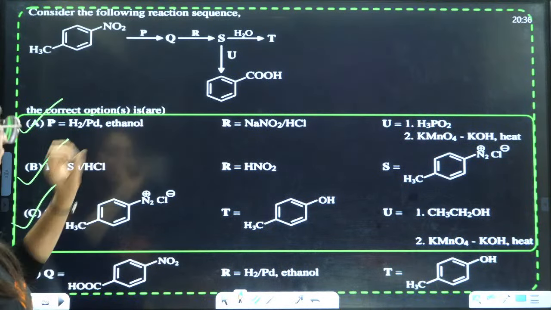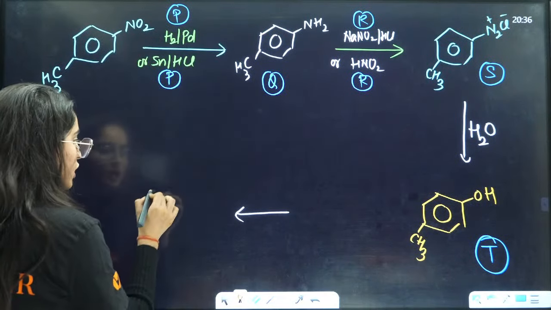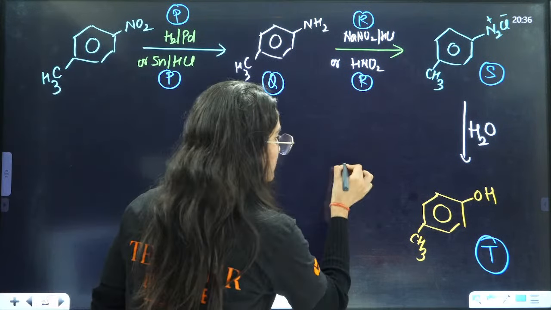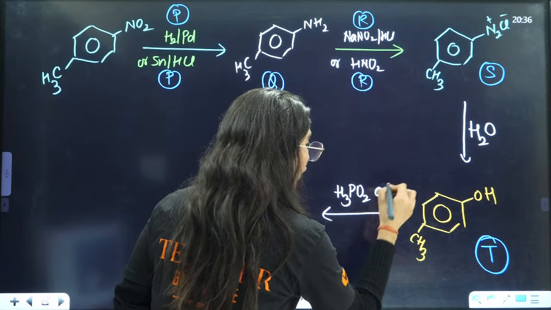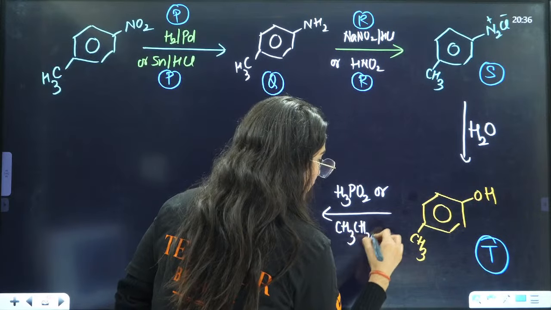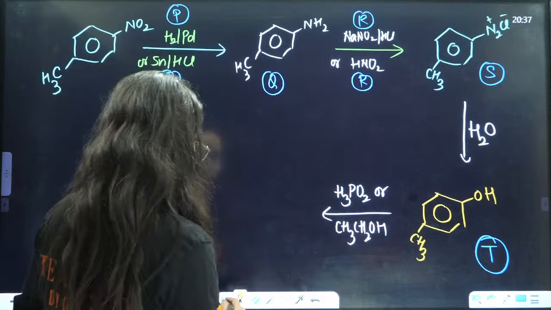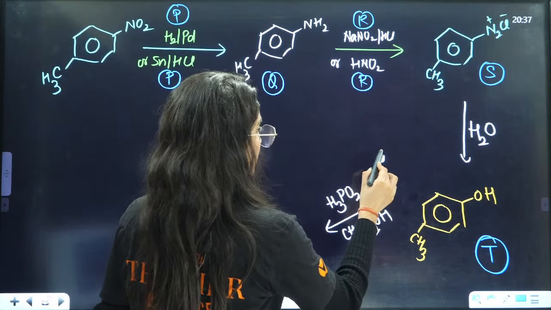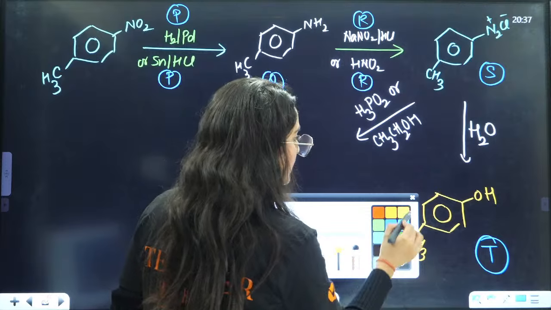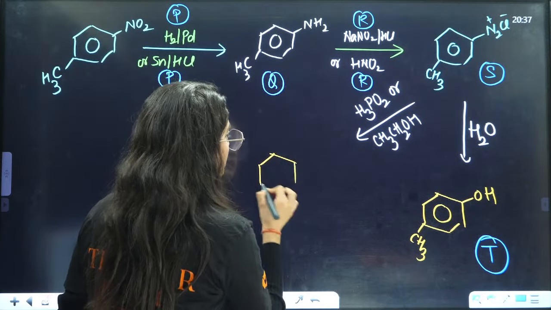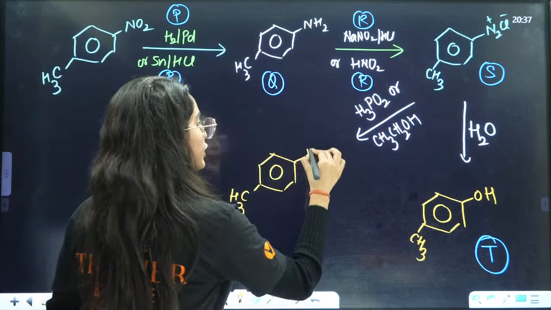Now, they are saying you need to have benzoic acid. Benzoic acid is formed in two ways. If you add H3PO2 or you add CH3CH2OH, both will convert, not from here, it's from this side. From here, if you add it into the benzene diazonium salt, what will happen? This CH3 will stay as it is, and this N2Cl will be converted to hydrogen.